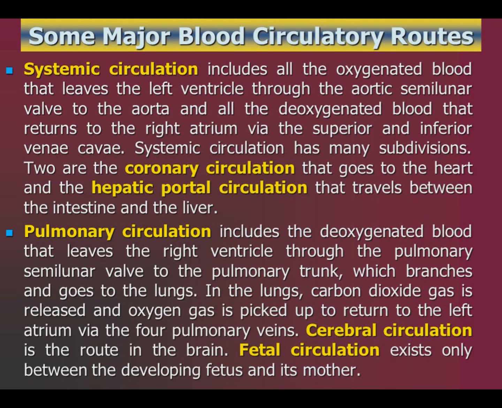The cerebral circulation is the blood circulatory route that supplies the brain with oxygen and nutrients and disposes of waste. The fetal circulation, the temporary circulation, is the circulation route that exists only between the developing fetus and its mother. It contains special structures that allow the fetus to exchange oxygen and nutrients with its mother and to get rid of fetal waste products through this connection.